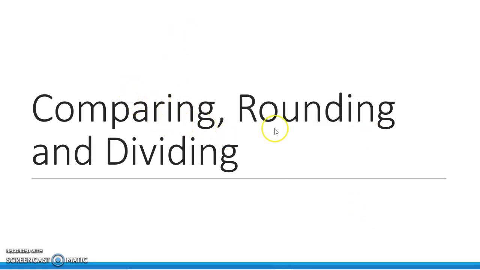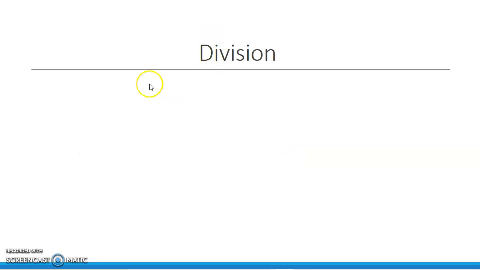Now, rounding: we have learned about rounding off to the nearest 10, 100 and 1000 in smaller classes. So, here we'll do a continuation of rounding of numbers and dividing. Now, in today's session, we'll look at division.